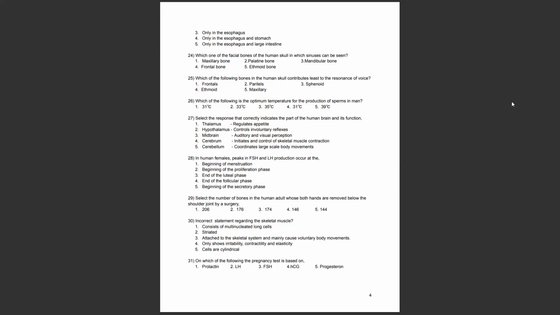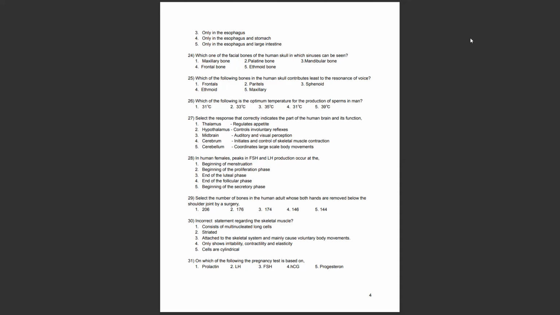29. Select the number of bones in a human adult whose both hands are removed below the shoulder joint by a surgery. How many bones are there in a human adult? Total number of bones in the skeleton? 206. Very good. 206. Right.